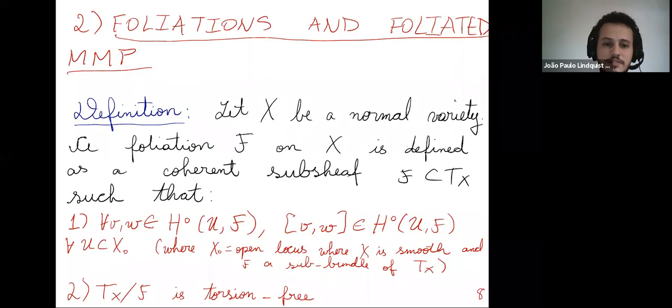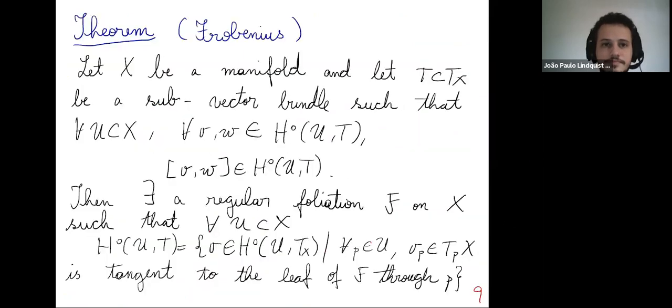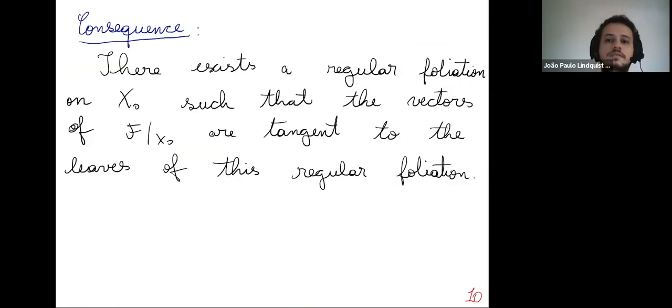And the second condition says that we can take this X0 such that the complement of X0 has codimension at least 2. That's the reason we make this. So this is the consequence I just gave you.